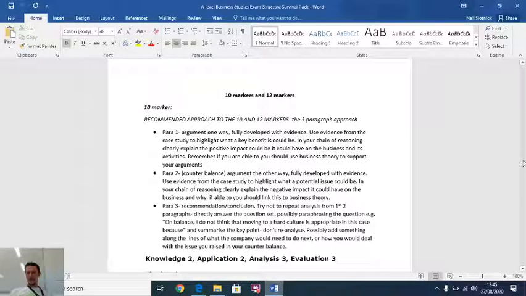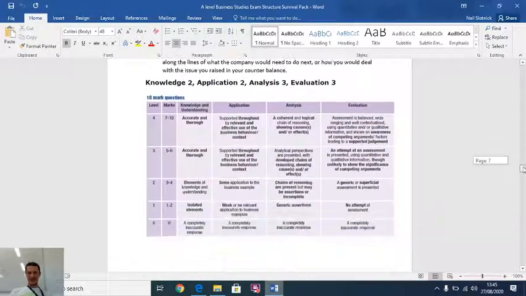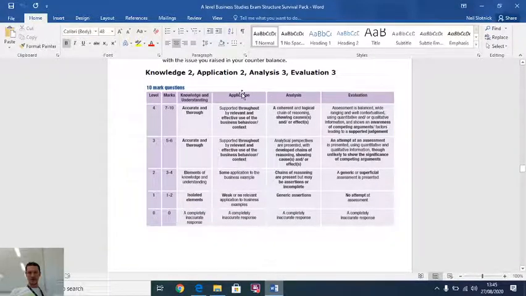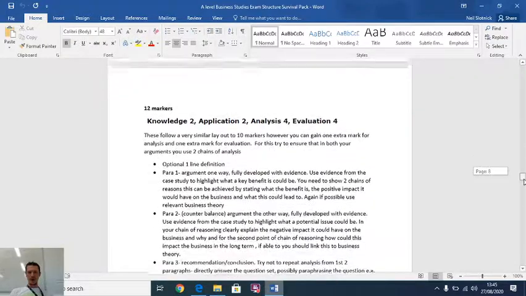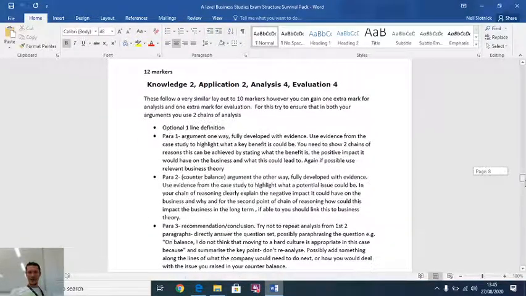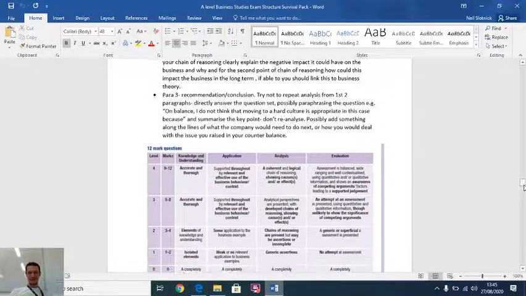Let me, before I show you answers, take you through the 12 marker. And again, here, I'm not particularly going to look at this. Your teacher will take you through mark leveling. For the 12 marker, just to say, these follow a very similar layout to the 10 markers. However, there's 1 extra mark available for analysis and 1 for evaluation. So for the 10 marker, it was K2, AP2, A3, E3. Now it's 2, 2, 4, 4. And that is pretty much it in terms of the structure. It is that 3-paragraph structure.